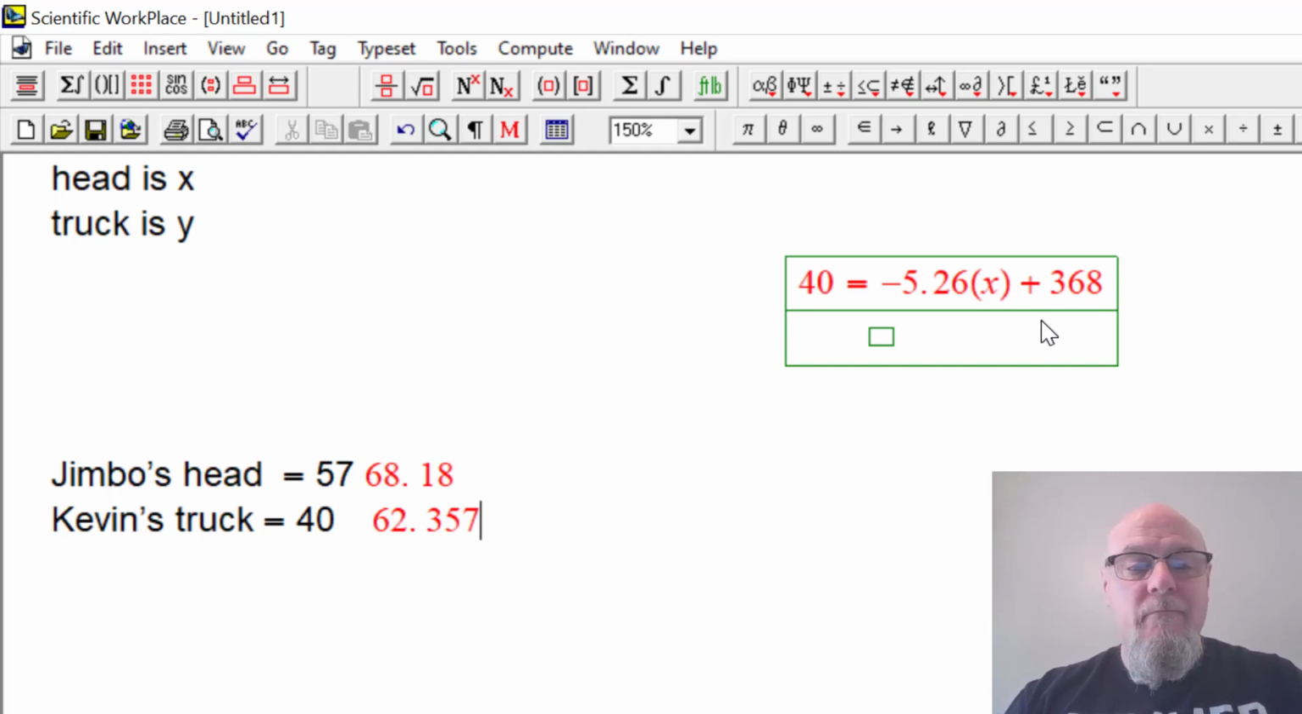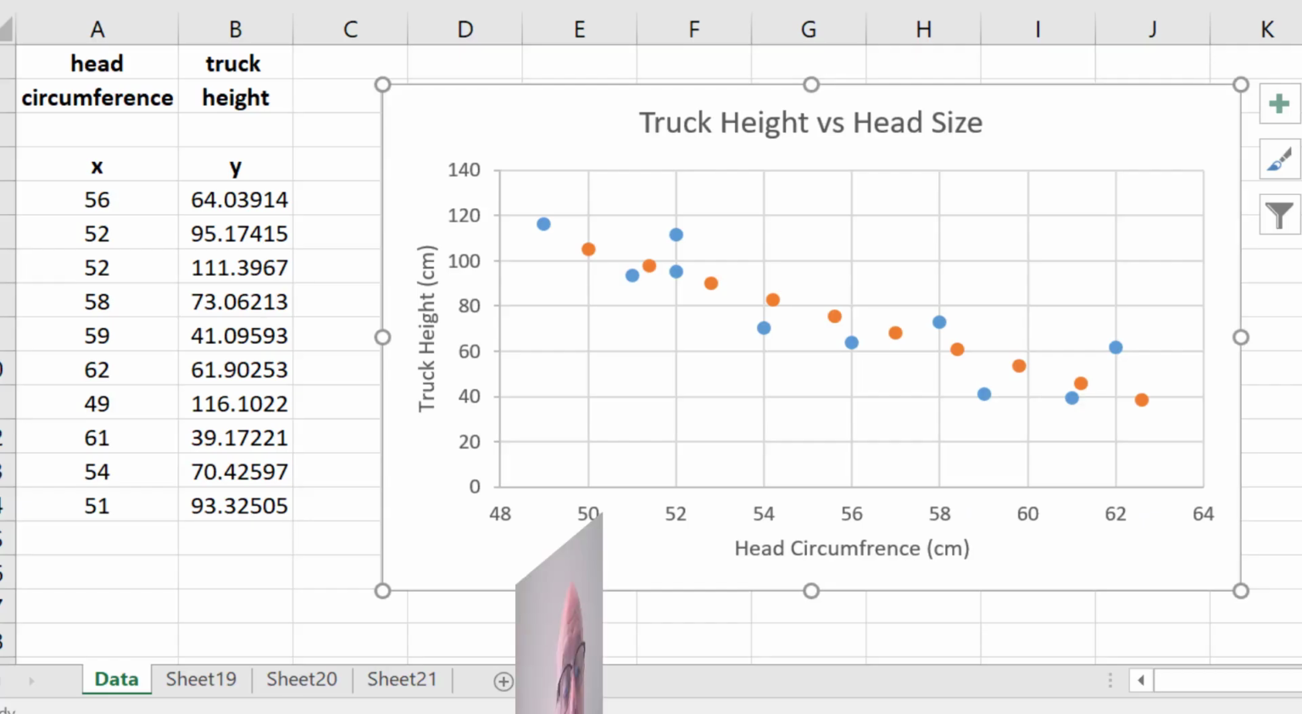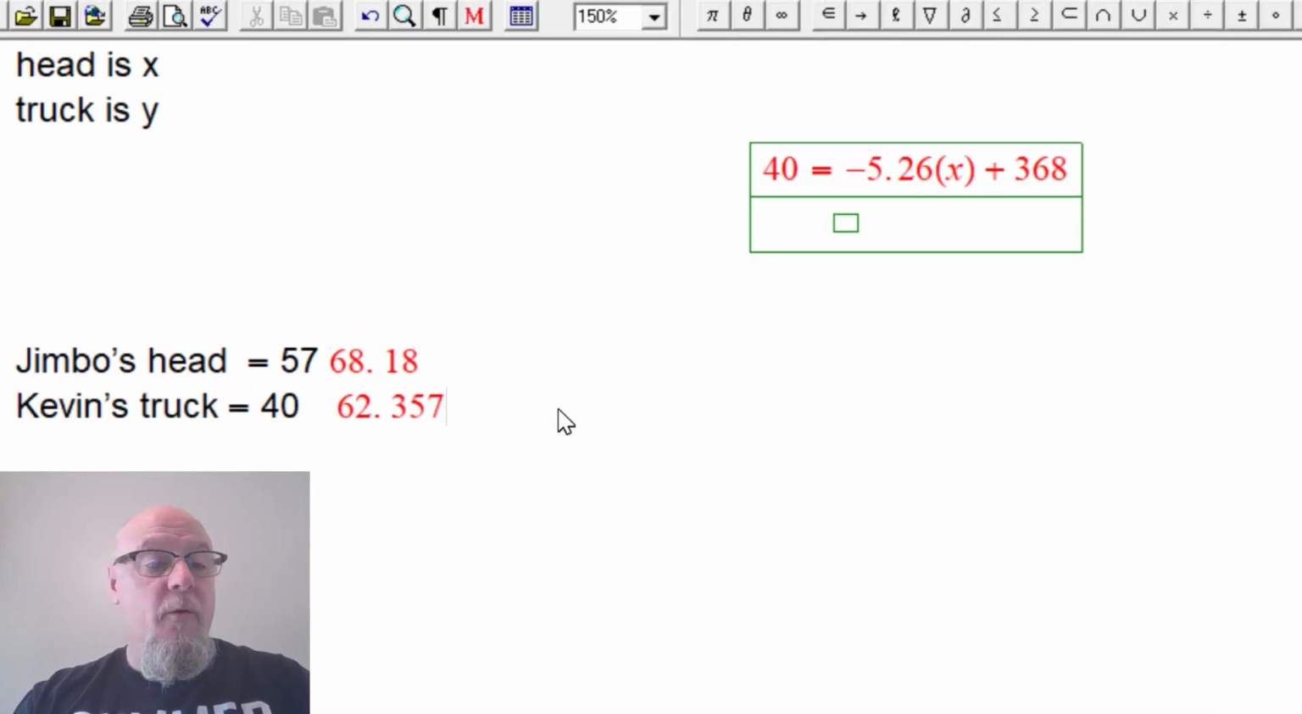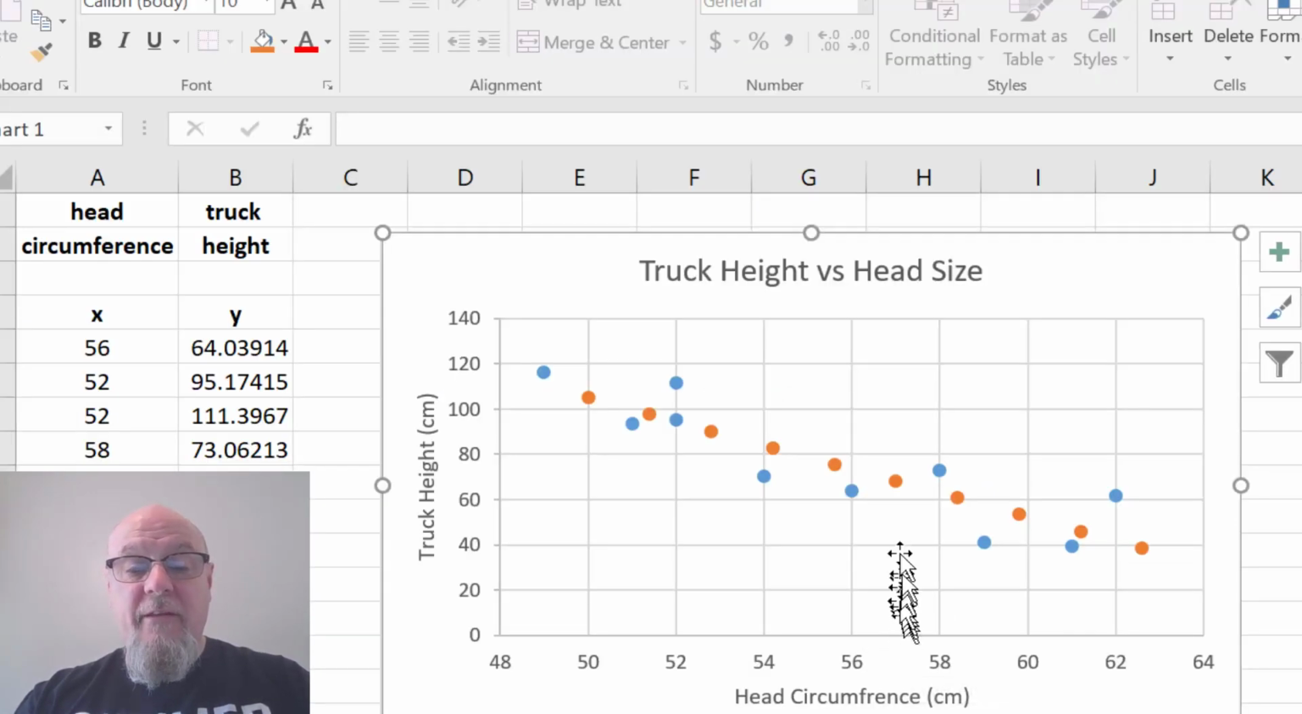Why not? Well, the answer will be close. This 62 is close to the right answer, but it's not exactly the right answer. Why isn't it the right answer? Let's go back to our graph, and the orange dots I put in represent the linear regression line. So what we're trying to do is put in 40 and bounce it off the line and get the 62. You can't do that. What we did with Jimbo was we put the 57 into the line and got the 68. That's fine. Why can't I do it the other way around?